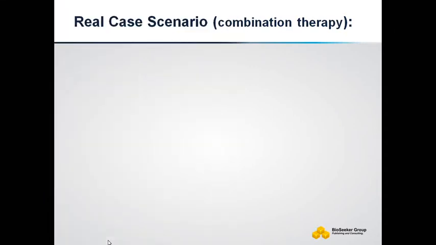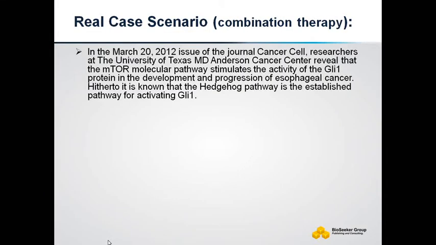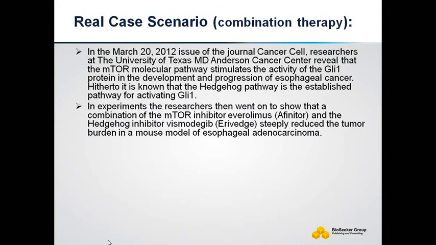Real case scenario involving combination therapy. In the March 20, 2012 issue of the journal Cancer Cell, researchers at the University of Texas MD Anderson Cancer Center revealed that the mTOR molecular pathway stimulates the activity of the GLI1 protein in the development and progression of esophageal cancer. Hitherto it is known that the hedgehog pathway is the established pathway for activating the GLI1 protein. In experiments, the researchers then went on to show that the combination of the mTOR inhibitor everolimus and the hedgehog inhibitor vismodegib steeply reduced the tumor burden in a mouse model of esophageal adenocarcinoma.